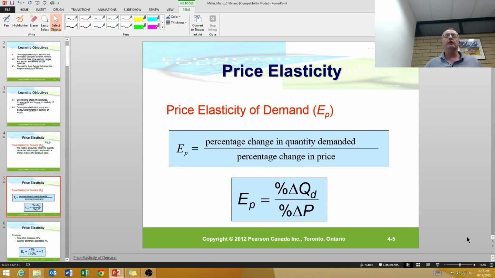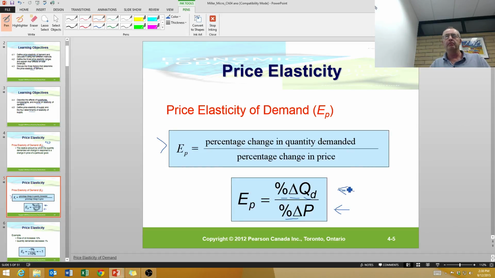Okay, so we're looking at the price elasticity of demand, and here's our formula. The price elasticity of demand is the percentage change in quantity demanded divided by the percentage change in price. And here's a little summary down here: percentage change in quantity demanded divided by the percentage change in the price of that product. And as we mentioned before, economists calculate the percentage change in both the numerator and the denominator a little bit differently than we do in every other aspect of life.